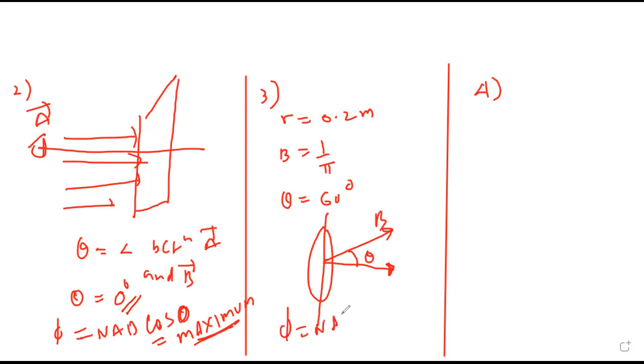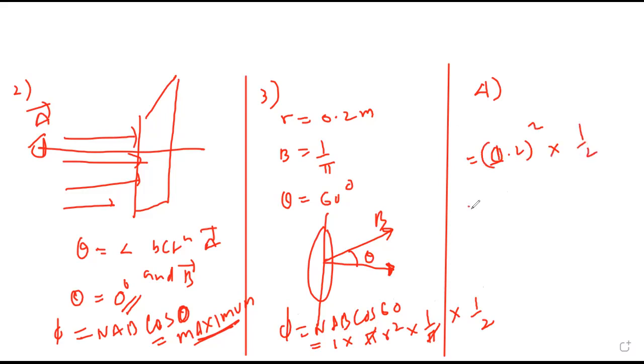Flux linked with the coil is NAB cos 60. N is given? No. So we'll take single turn. Area pi r square. B is 1 upon pi, cos 60 is half. Pi pi cancel. So it will be 0.2 the whole square into half. 0.04 upon 2, 0.02. 0.02, yes? B. All of you got same only?